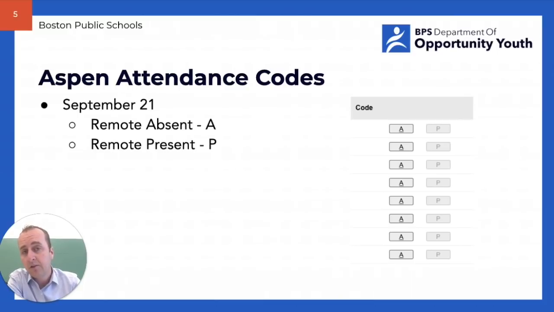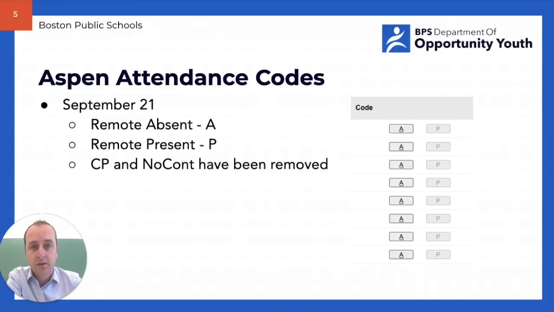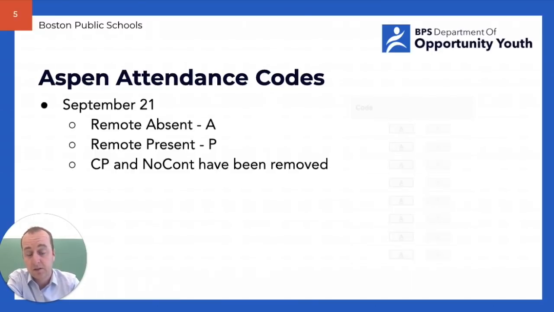And since everybody is remote present, there is no need to have constructively present or CP anymore. And then the no contact code has also been removed because we're starting the year fresh. We're able to track whether or not a student has had any contact with just using the absence and the presence. So in summary, September 24th, very simple, absent or present, and both of those codes mean remote.